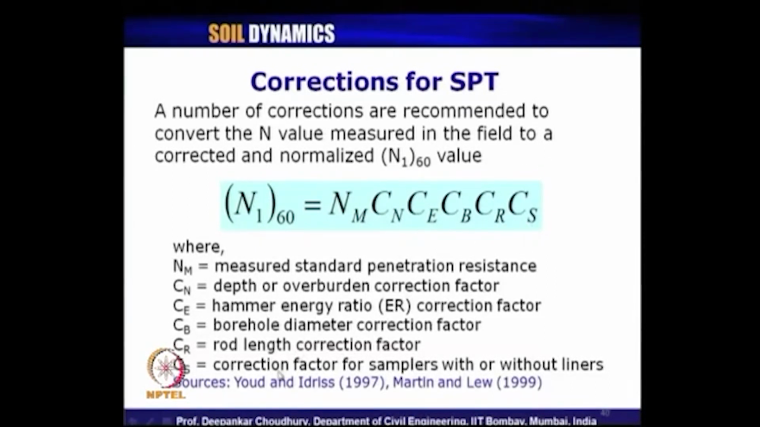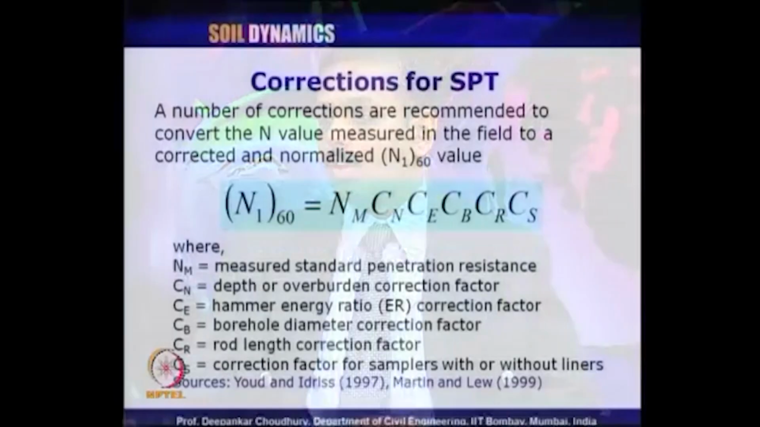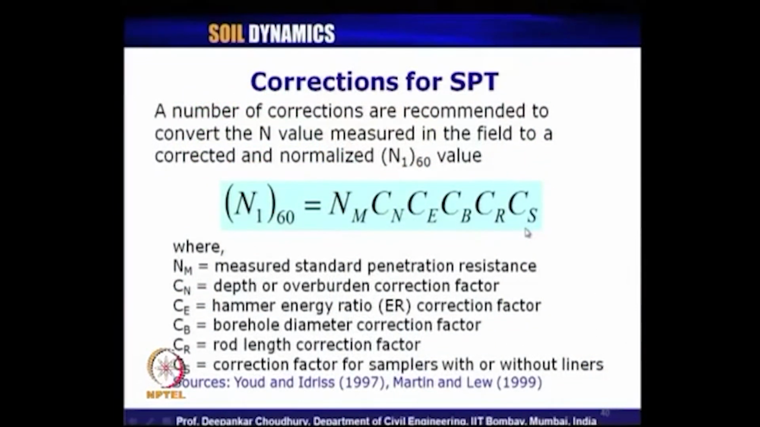CS, what is CS? Correction factor for samplers with or without liners. That is, inside the sampler, you may put some liner material so that no hindrance or friction to the sample you are collecting in the sampler tube comes into the picture. Depending on whether you use a liner or not, the correction has to be applied, because it has to be standardized with respect to only one type, whether with liner or without liner. So, that is why CS is also an important correction factor.